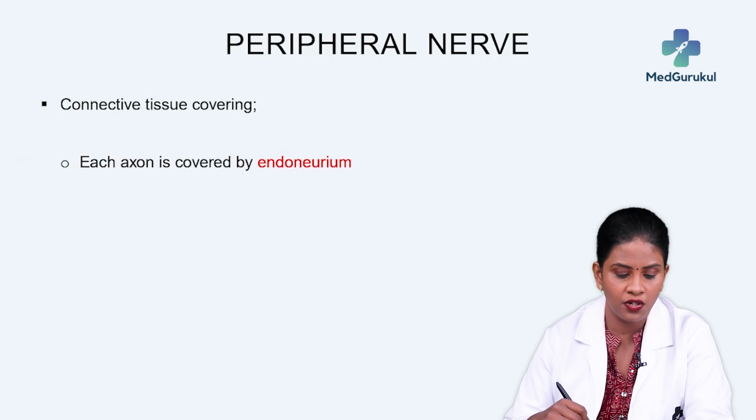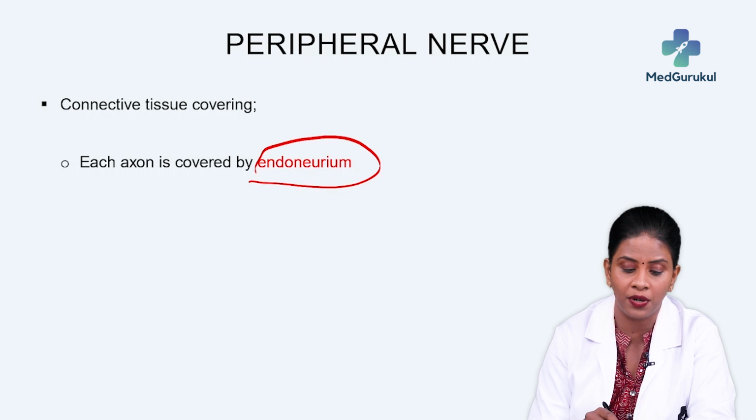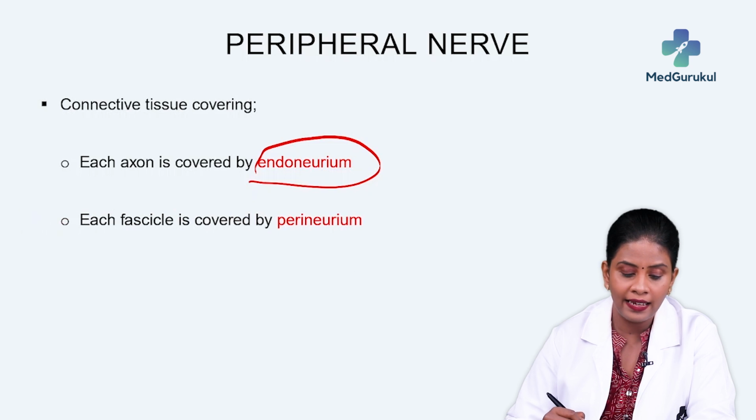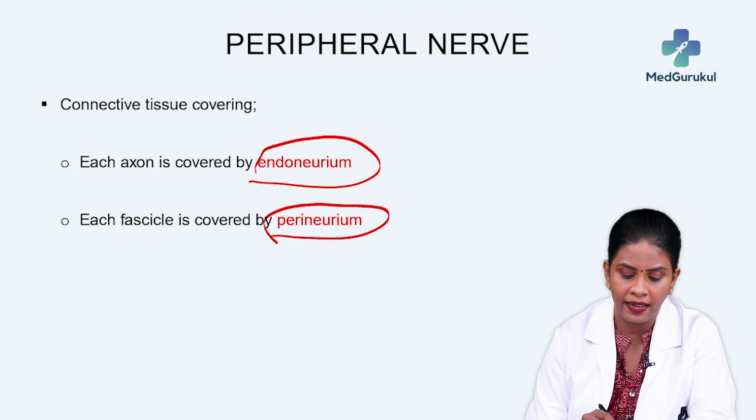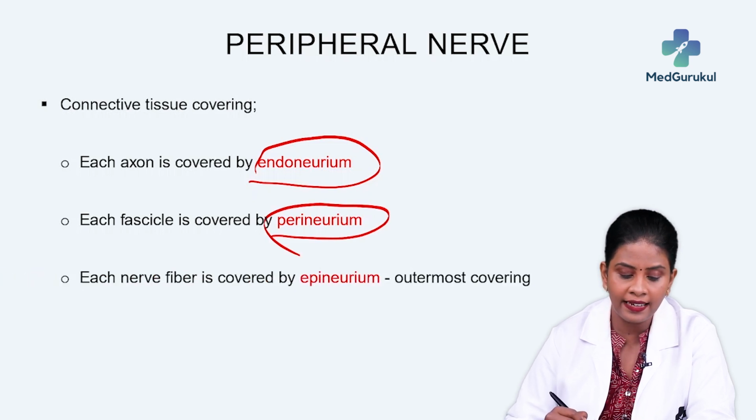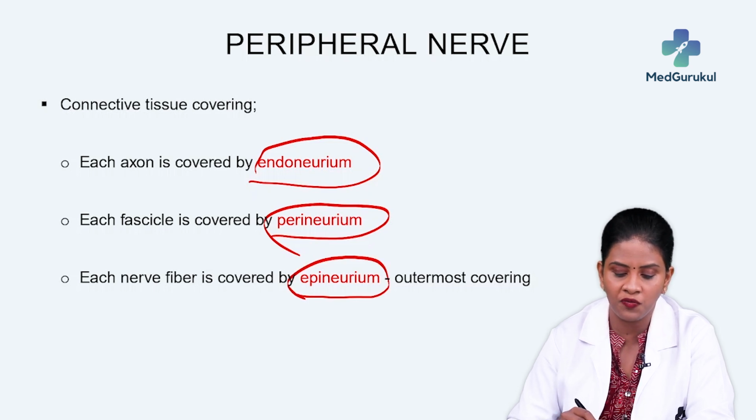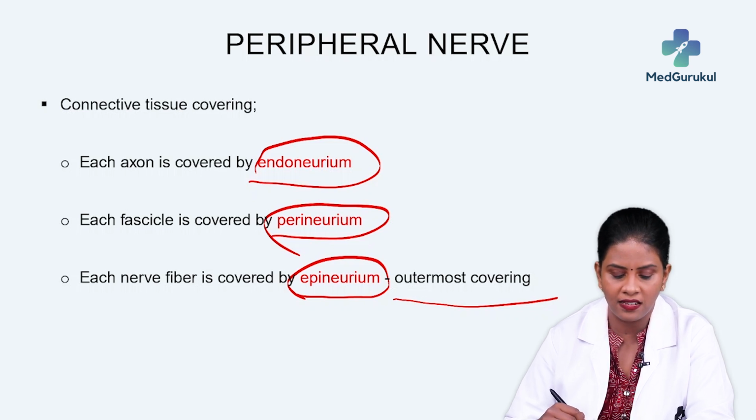So, coming to the connective tissue covering, as I said, each axon is covered by endoneurium. From inner to outer they are moving. It is endoneurium. Each fascicle, a fascicle being nothing but the nerve bundle, is covered by perineurium, and the entire nerve is covered by epineurium, which is the outermost covering. So, these are the three connective tissues. Now you got an idea what a nerve is, its covering, and what the other cells present are.